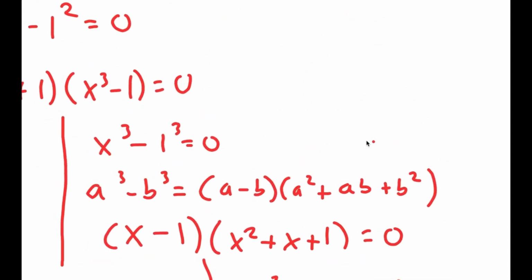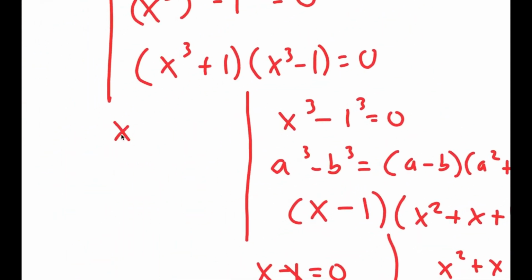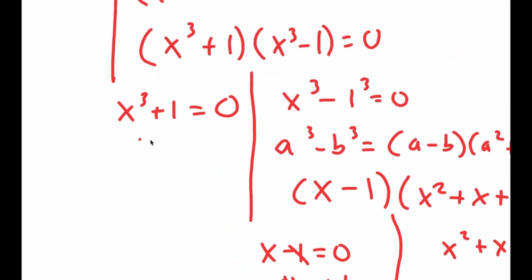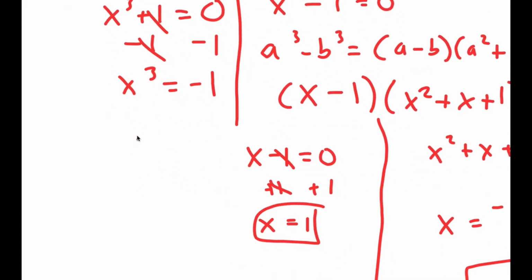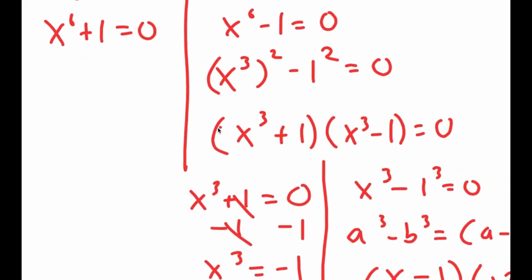And now we aren't done yet because we also have to solve these. So now I have x to the power of 3 plus 1 is equal to 0. And I'm going to subtract 1 on both sides, so I get x to the power of 3 is equal to negative 1, meaning x is also equal to negative 1. So this is another solution.